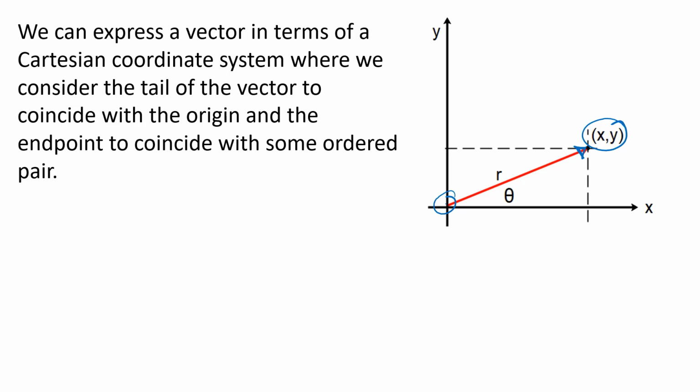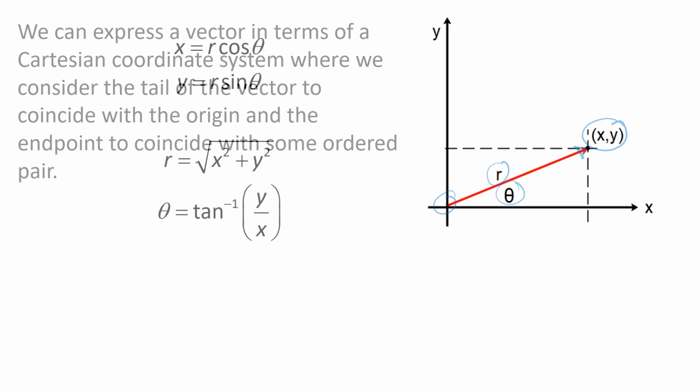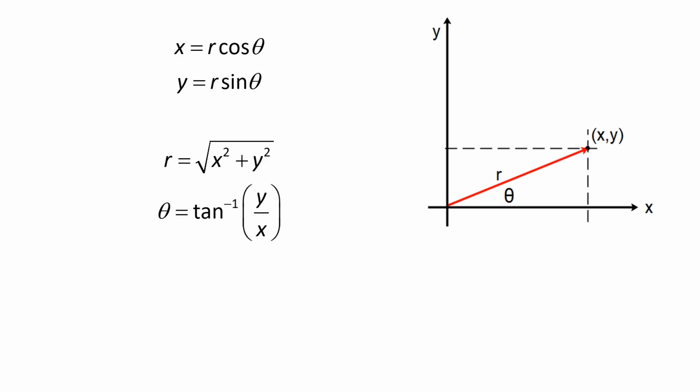And with this ordered pair, you can correlate that to a radius or a length of the vector and an angle theta. All right, and that's what we're going to do now. So basically what this amounts to is a set of conversion equations between polar coordinates and Cartesian coordinates.